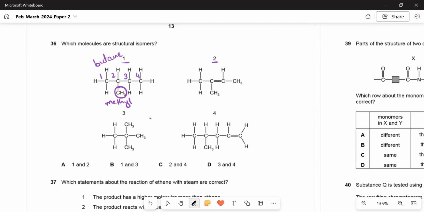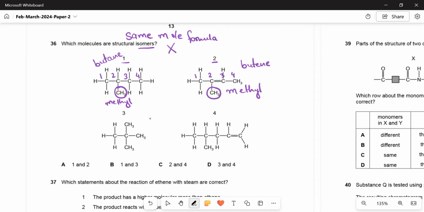If we see the second structure, it has 1, 2, 3, and 4 carbon, it is butene, and on carbon number 2 there is a methyl group attached. We can easily see that these two are not isomers of each other, because isomers have the same molecular formula.